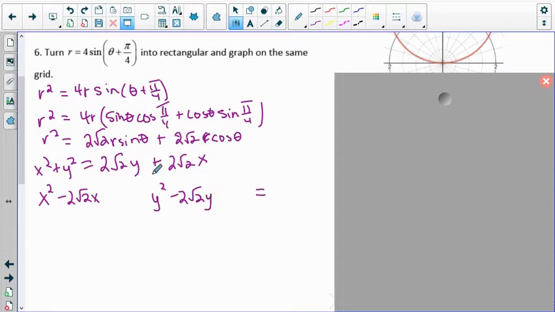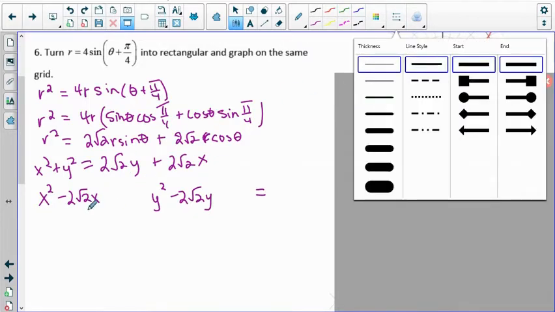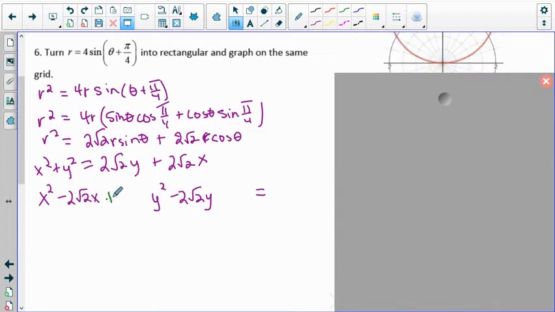Okay, so I've subtracted everything from the right side and moved it to the left. Left a little bit of space so I could complete that square. So remember, when you complete the square, you take the middle term, so 2 root 2, divide by 2, so that gives me just the square root of 2, and then square it, that gives me a positive 2. Okay, so this is my answer for this part.